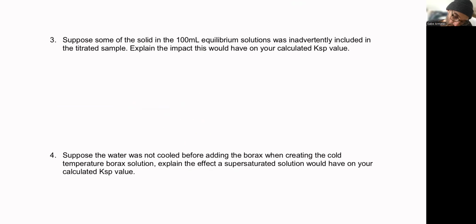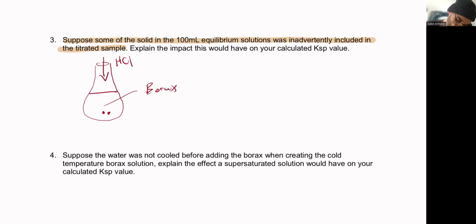Suppose some of the 100 milliliter equilibrium solutions were inadvertently included in the titrated sample. Sorry, some of the solid. Suppose some of the solid was included in the titrated sample. Okay. So if you figure what's going on, when you're doing your titration, you have a bunch of borax and you're adding HCl. If you have little bits of solid, this is undissolved borax.